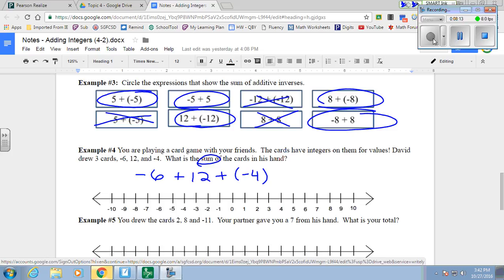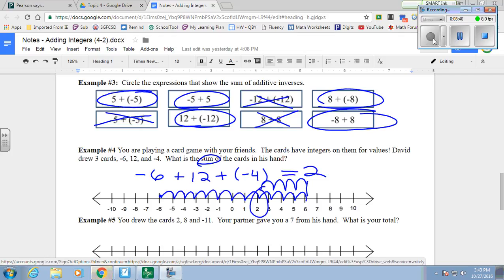So if I know that I'm going to be starting off at negative 6, I'm going to go negative 6 plus 12. Plus 12 means I'd be moving to the right. 1, 2, 3, 4, 5, 6, 7, 8, 9, 10, 11, 12. Lands me at 6. Plus negative 4 would now mean that I'm moving 4 to the left. 1, 2, 3, 4, which lands me at 2.